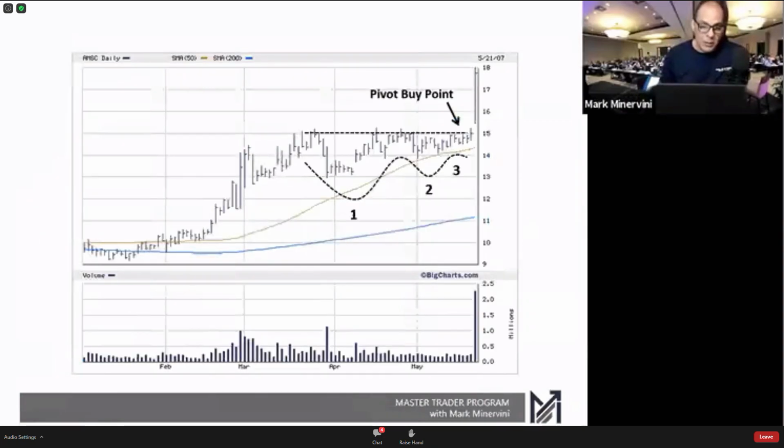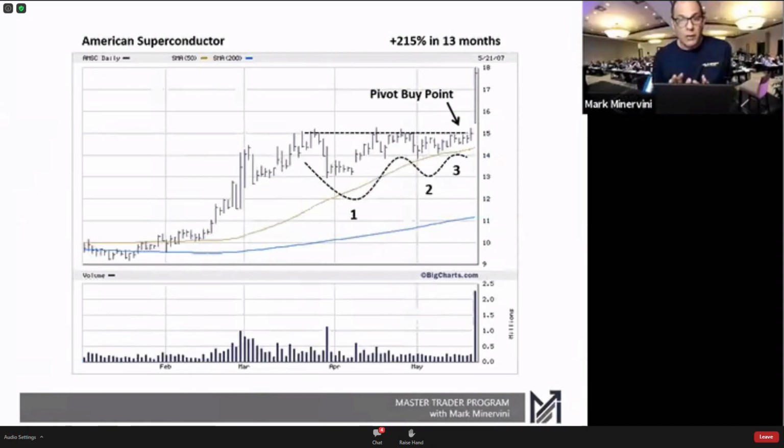Let me show you a name here, AMSC, American Superconductor, that came out of a really nicely formed VCP. And remember, like I said in the previous session, everything that we talk about builds on what we talked about previously. So again, the stock is in an uptrend, VCP action, and now a pivot point on the right side, tightening up and coming out of that tight price action. That's your actionable buy point. That's where you're looking to buy the stock as it breaches the upper highs of that pivot point.